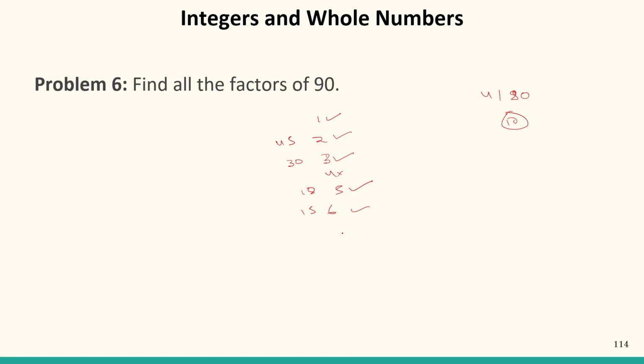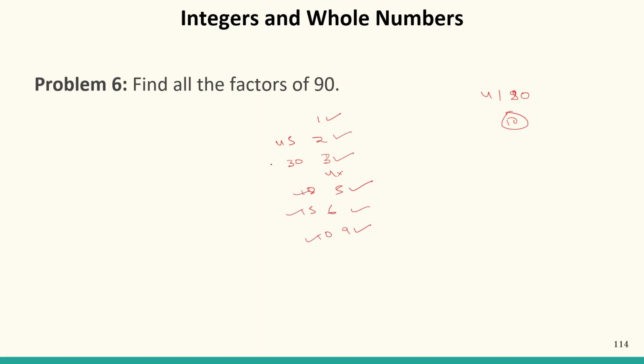Let's go forward. Can 8 divide it? No, because 8 can divide 80 and the difference is 10, so the remainder won't be 0. Can 9 divide? Yes, 9 can divide, because 90 by 9 is equal to 10. Can 12 divide? 13 divide? No. Can 15 divide? Yes. Can 18 divide? Yes.